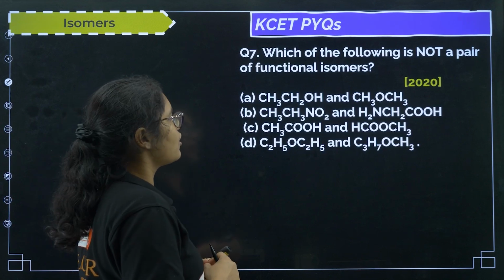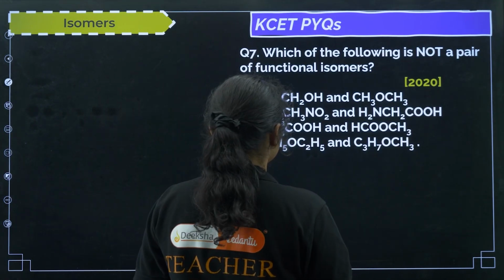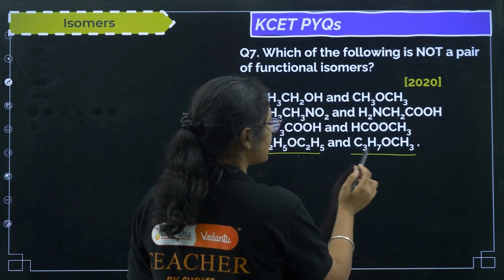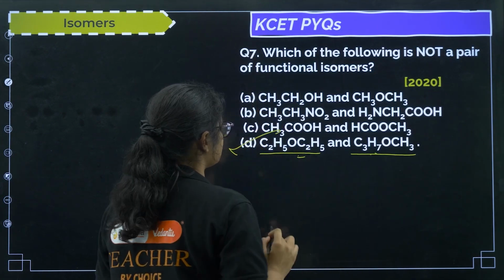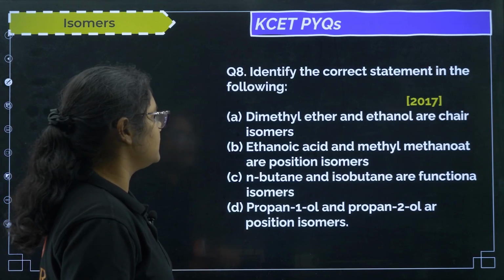Which of the following is not a functional isomer? So if you see here, okay, both are ether functional groups, so it is not a functional isomer, option number D. Next, identify the correct statement in the following.